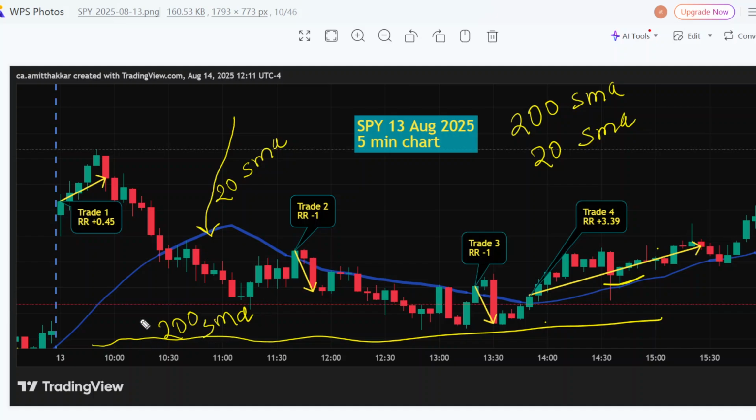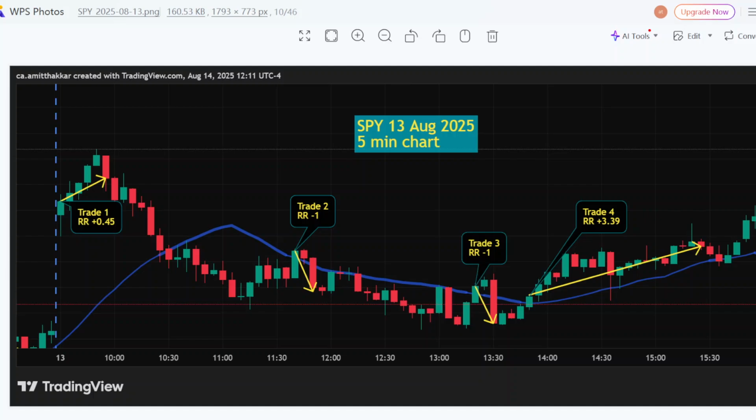So since the market has opened above both the moving averages, we are bullish on the market. As long as the market stays above both the moving averages, we are trying to buy the market.